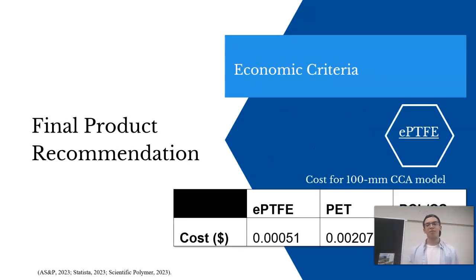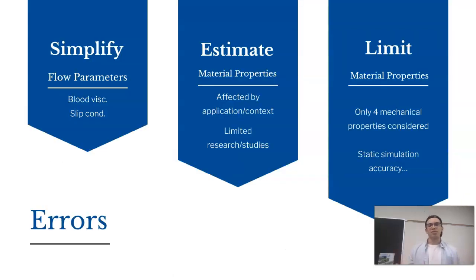For economic criteria, however, I found the price per unit volume and was able to compute the exact cost for constructing a 100 millimeter CCA model. In this case, ePTFE was the most cost efficient. But before coming to that final conclusion, it was important to address some errors. Here we simplified those flow parameters initially. Maybe you could have had some blood viscosity values accounted for slip condition, maybe even the arterial wall properties.